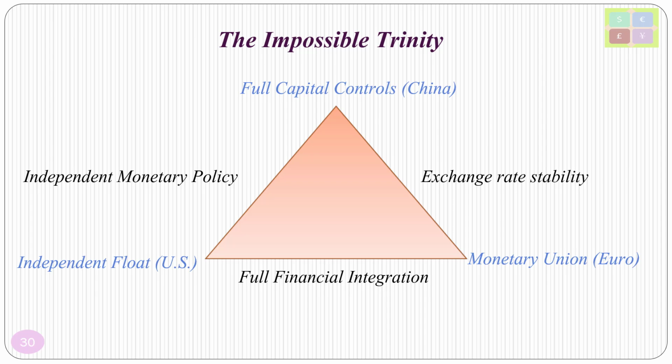Let's start with the United States that has independently floating exchange rate. The US can attain independent monetary policy, which as you can see is one of the sides of the triangle, and full financial integration, which is the base of the triangle. However, it cannot attain exchange rate stability because the dollar is a floating currency and its value is constantly changing in the market. China has fixed exchange rates with capital controls, and if you take a look at the 2 sides of the triangle, China can attain independent monetary policy and it can attain exchange rate stability.